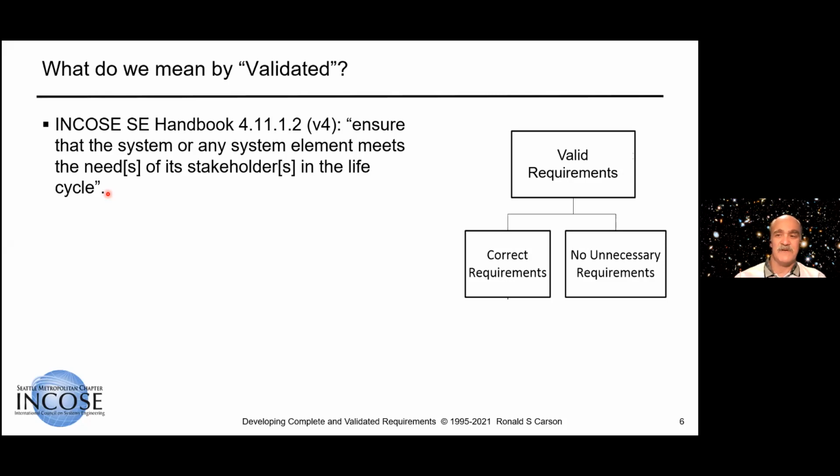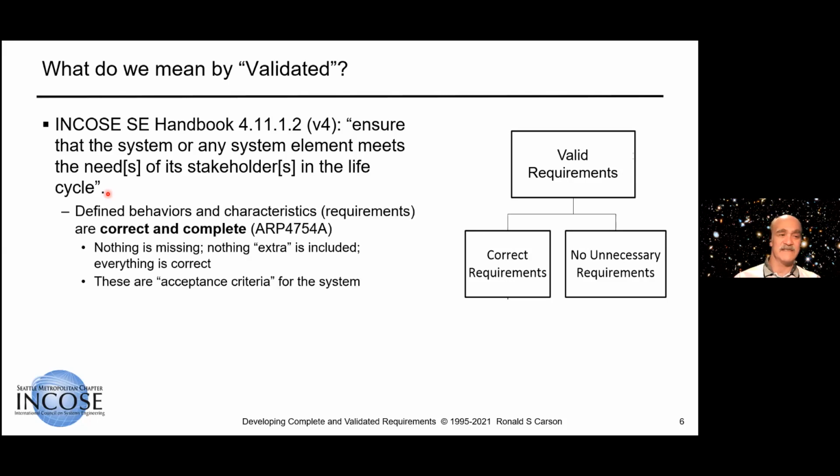And the handbook version 4, by the way, there's a version 5 coming out. I don't know what the schedule is, but ensure that the system or any system element, and in the context of this discussion a system element is a requirement, meets the needs of its stakeholders in the life cycle. So we're going back to the fundamentals of what it means to produce an acceptable or validated system.